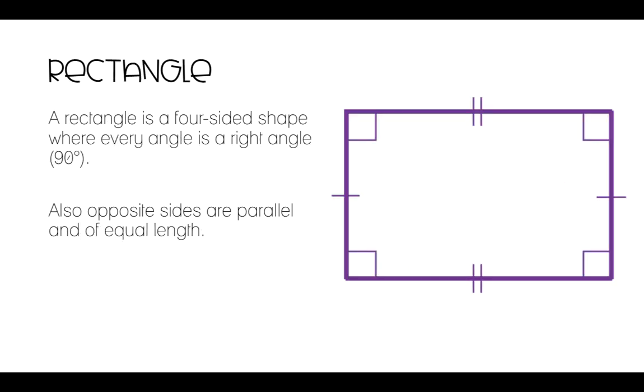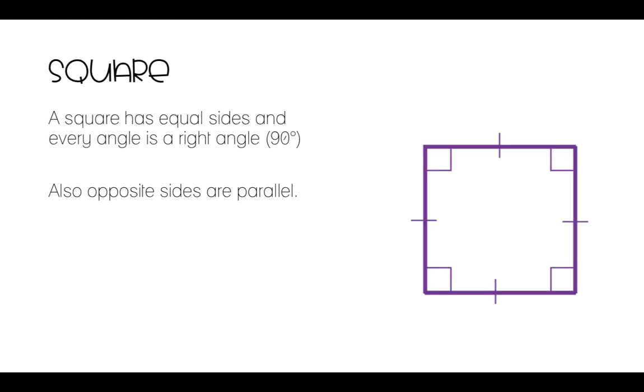Then we have a rectangle. Now a rectangle is nice and simple. We've got 2 different sets of lengths and all 4 angles are 90 degrees. A square is similar to a rectangle except that all 4 lengths are the same length and all 4 angles are 90 degrees.